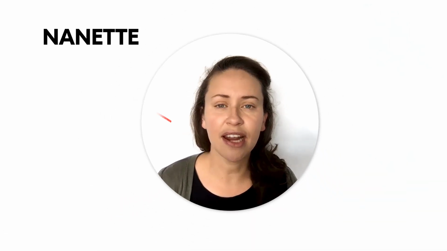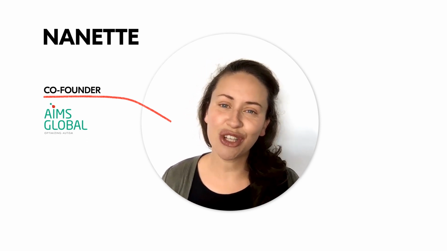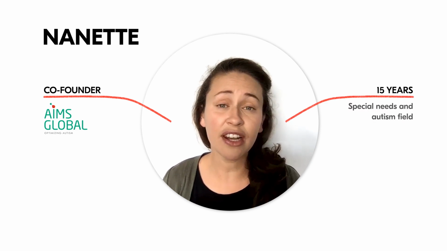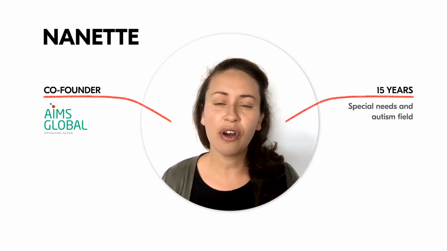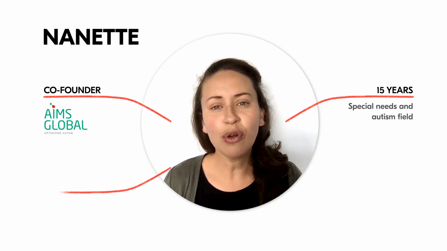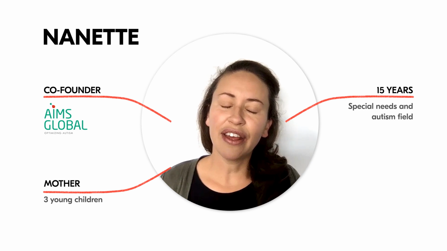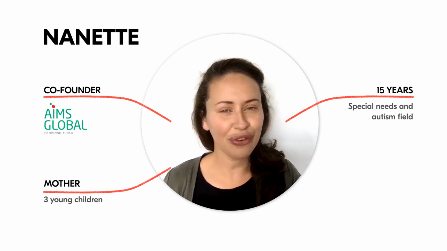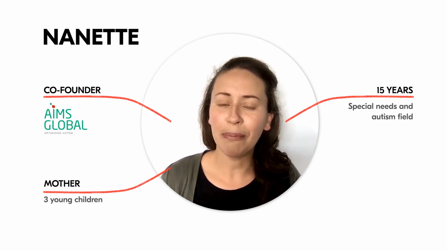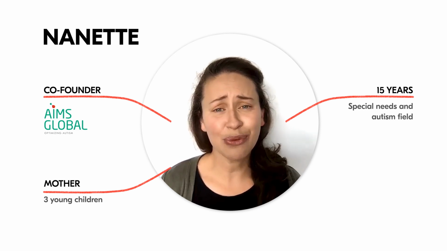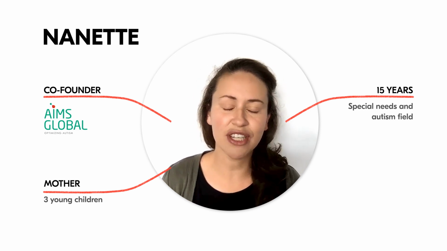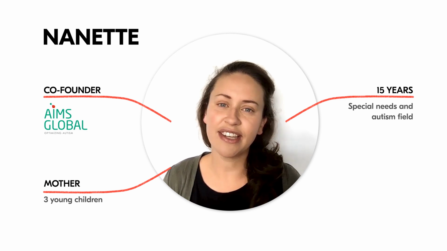My name is Nanette and I'm one of the co-founders of AIMS Global. I studied to be a teacher quite a few years ago now. I've been in the field of special needs and particularly the field of autism for the past 15 years or so. And I'm also a mother to 3 young children myself. That is the fact that I'm a mother to 3 young children. That is what really makes a difference for me. And that is what causes me to want to share some practical strategies and ideas with you.